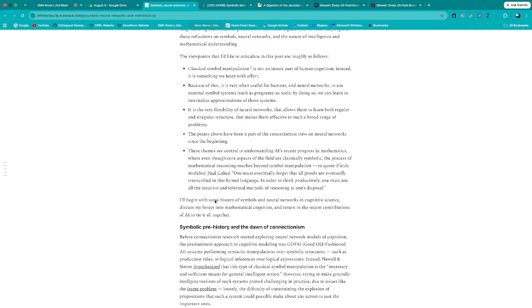So in this post, I'll talk about the history of symbols and neural networks in cognitive science, discuss forays into mathematical cognition, and return to recent contributions of AI.